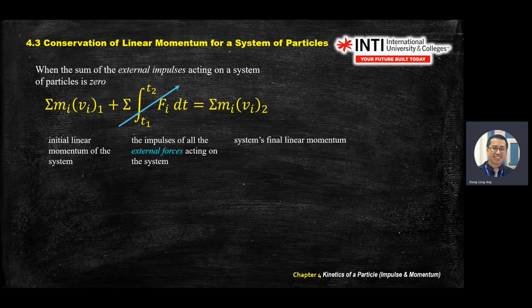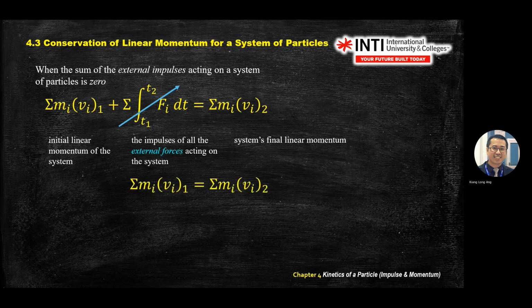So here, if we have conservation of linear momentum, we will remove the impulse from the equation. Then we have mv1 equal to mv2.